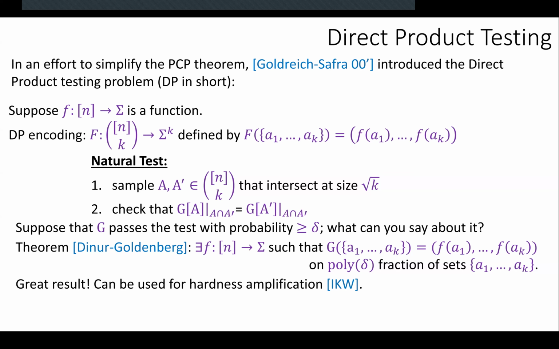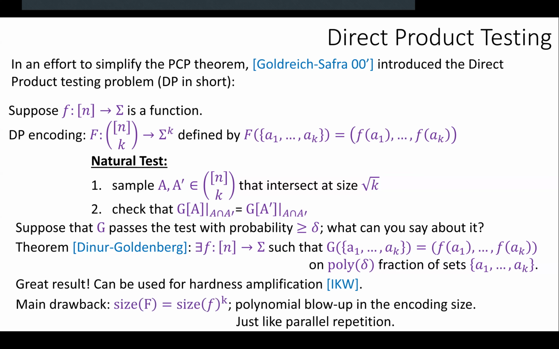But there is still a complaint about it. The main drawback here is that if you look at the truth table of capital G compared to the truth table of little f, capital G is much larger. It's roughly the size of n to the k. This is very similar to what happened in parallel repetition. When we did k-fold parallel repetition, the witness increased exponentially in k, exactly the same way. This is the combinatorial blowup.